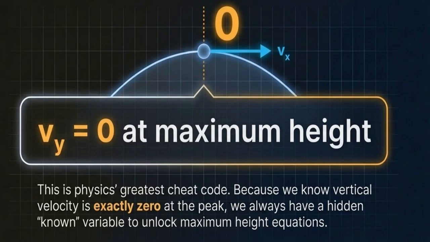At the maximum height of a projectile's path, the vertical velocity is exactly zero. This is really important because it gives us a key piece of information to solve problems involving the maximum height. Since we know the vertical velocity at the peak is zero, we can use that as a fixed point to find other unknown values in our equations, making it much easier to calculate the highest point the projectile reaches. This concept acts like a shortcut or cheat code in physics, simplifying the process of analyzing projectile motion.